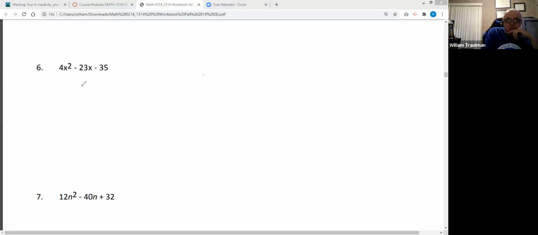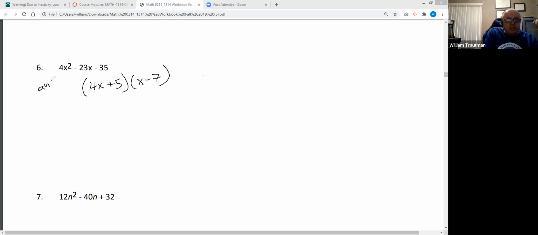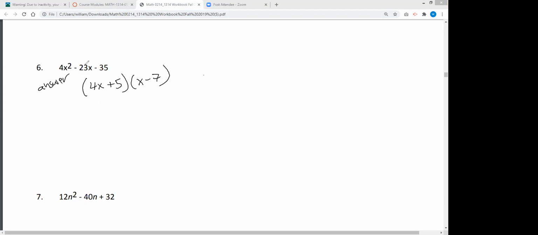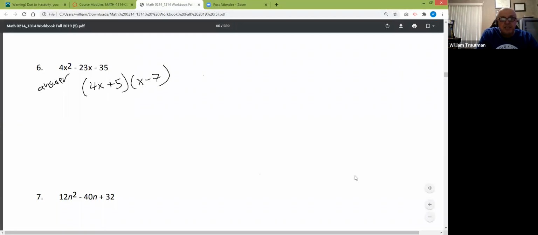Sorry for forcing you to look it up. Or you can look it up in the back. It's (4x + 5)(x - 7). I'm just putting the answer here so you can factor this out and see if you get that. I'm going to go to number 7 next. So that's the answer. I'm not going to do it.